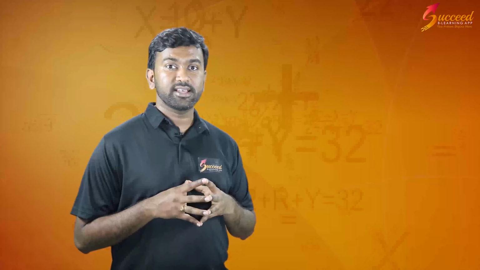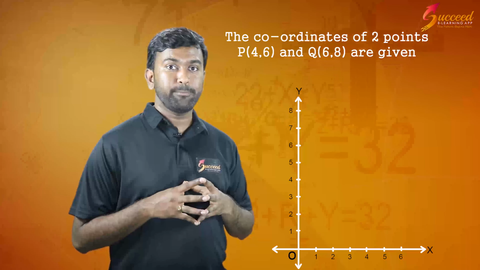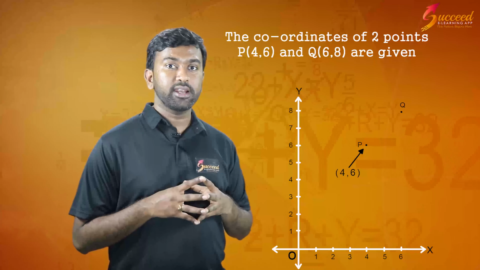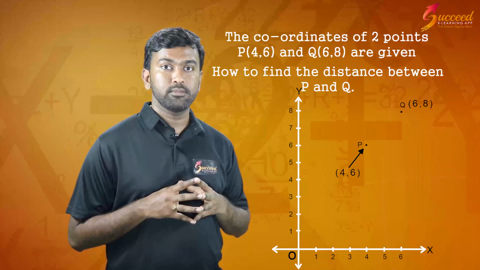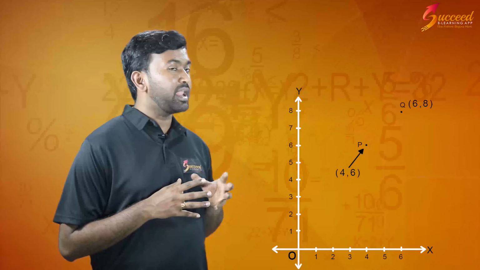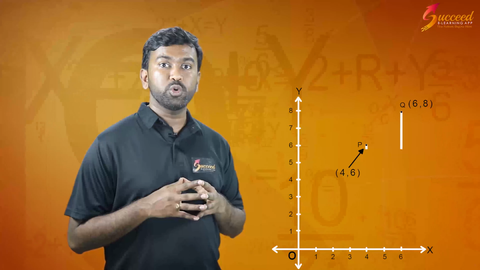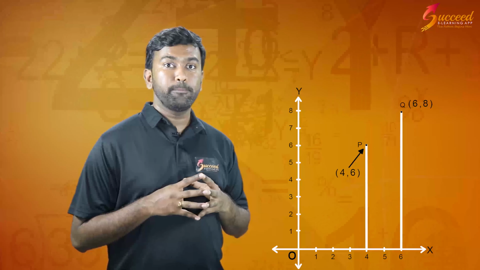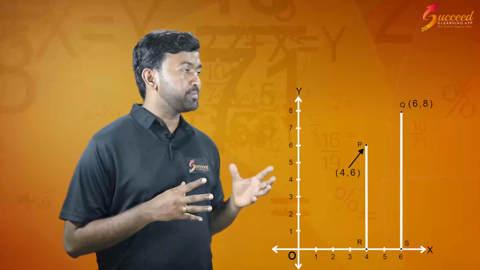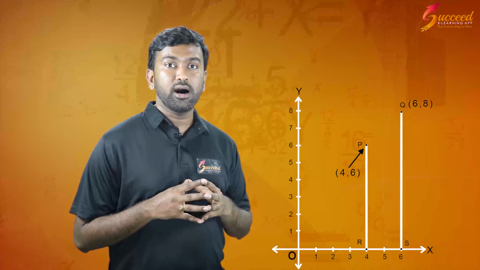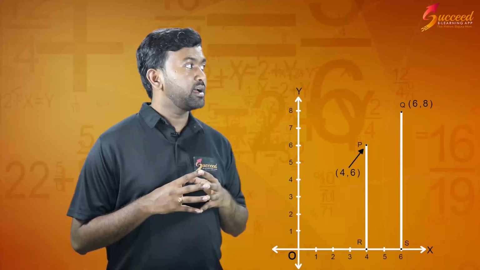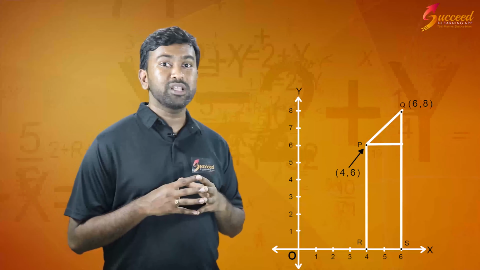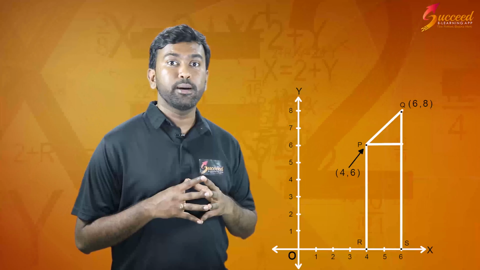Let us take another example. The coordinates of points P (4, 6) and Q (6, 8) are given. How will you identify the distance between P and Q? Let us draw perpendicular lines from P and Q to the x-axis to form PR and QS. Let us also draw a perpendicular line to QS from point P in this manner, which meets QS at point T.